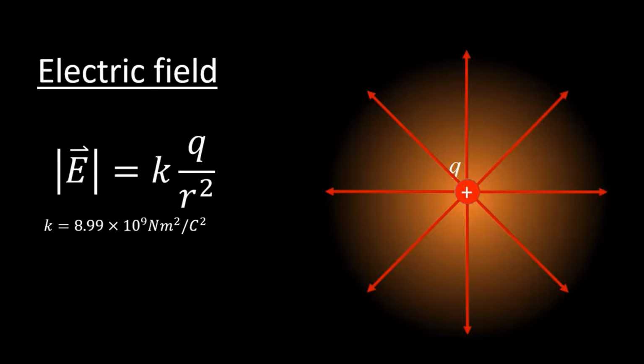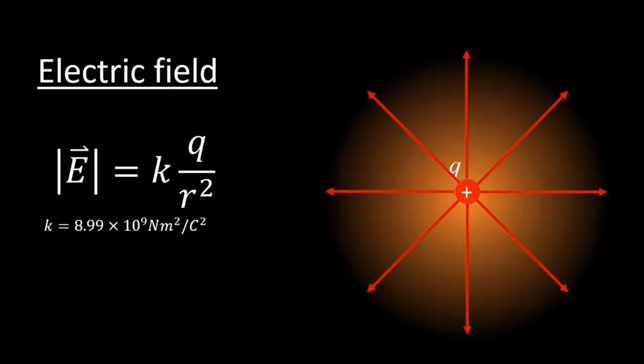So you can see that it is shown as radial lines radiating away from the positive point charge. Note that the direction of these lines represents the direction of the electric field, and the magnitude of the electric field is represented by the density of the lines.